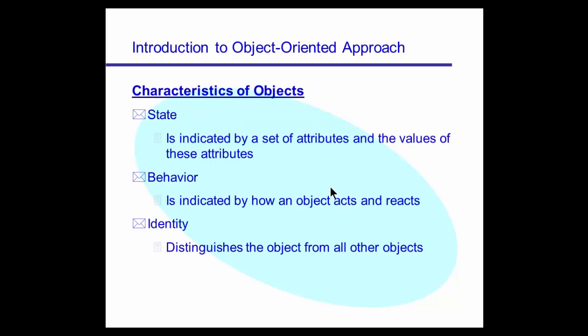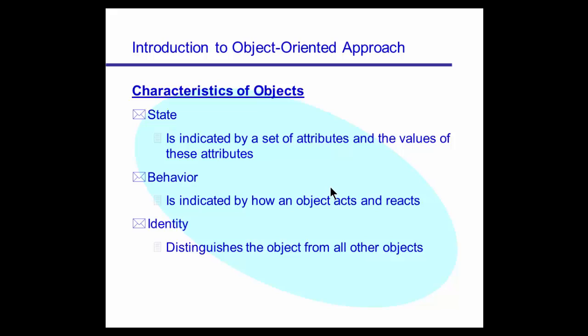Next, what are the various characteristics of an object? Every object mainly has three characteristics. The first one is state. The state of an object is indicated by a set of attributes and the values of these attributes. A set of attributes is nothing but a set of properties. If I take a student, the student has attributes like roll number, name, address, email, college name, grades, blood group, and so on.